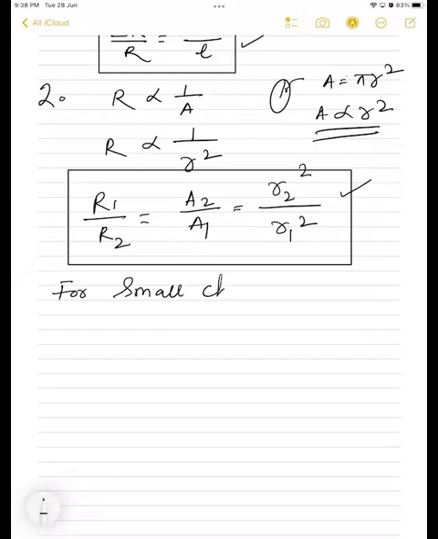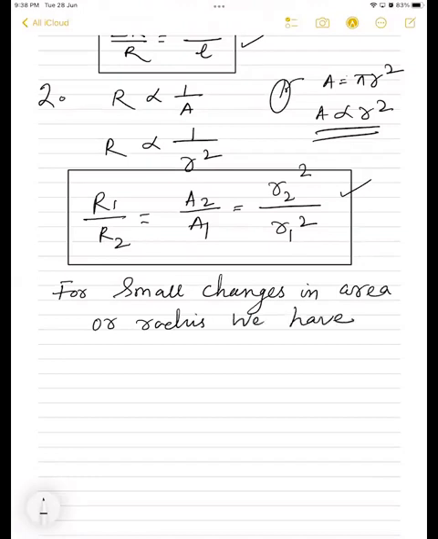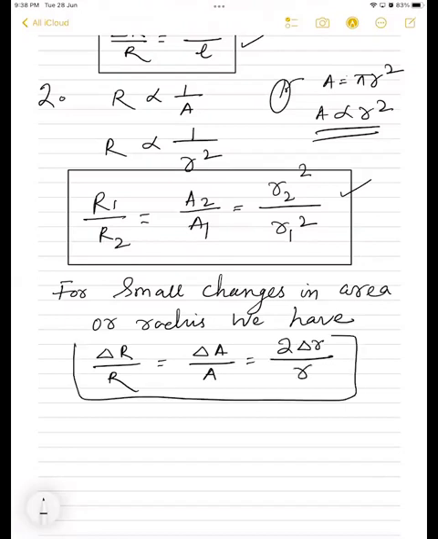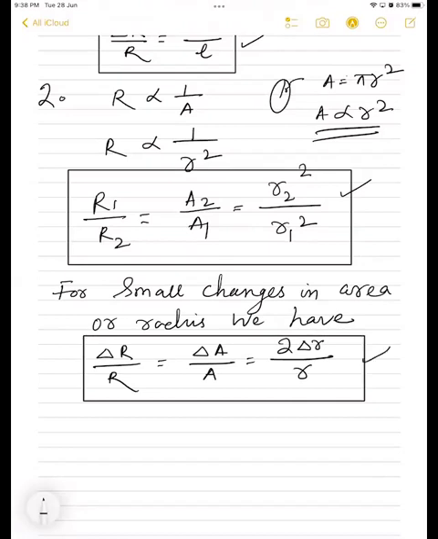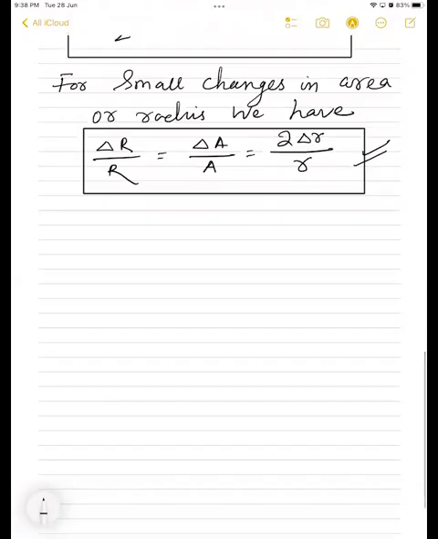For small changes in area or radius, we have, students, binomial theorem, square is multiplied by 2 times, right? Delta R by R is going to be delta A by A, change in resistance, that is equal to R square. So in small binomial theorem, 2 delta R by R, you can write like this, radius and how area for the small changes. We'll be doing numericals on this sort, right?